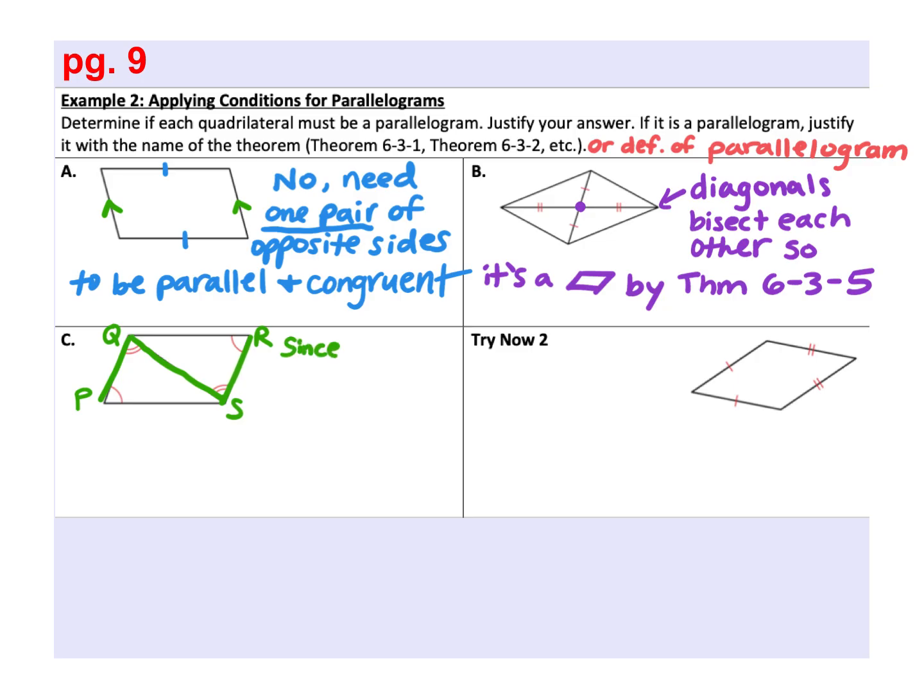Well, we have alternate interior angles that are congruent, and since alternate interior angles are congruent, we know that these two sides, PQ and RS, must be parallel. And that's by the converse of the alternate interior angles theorem.